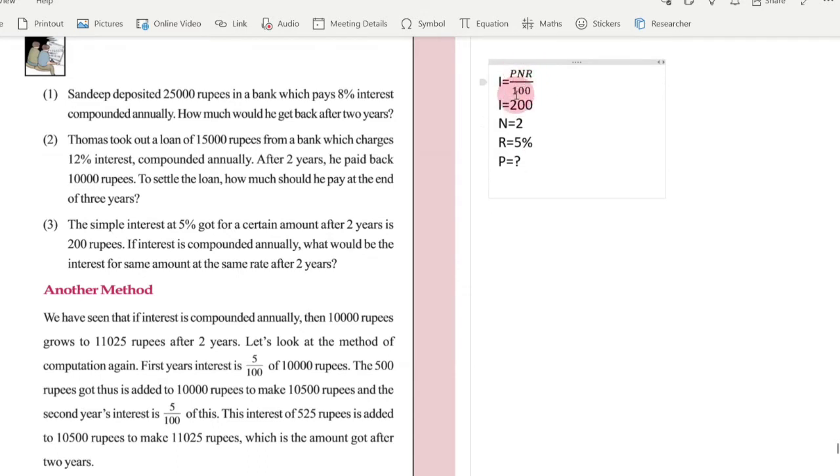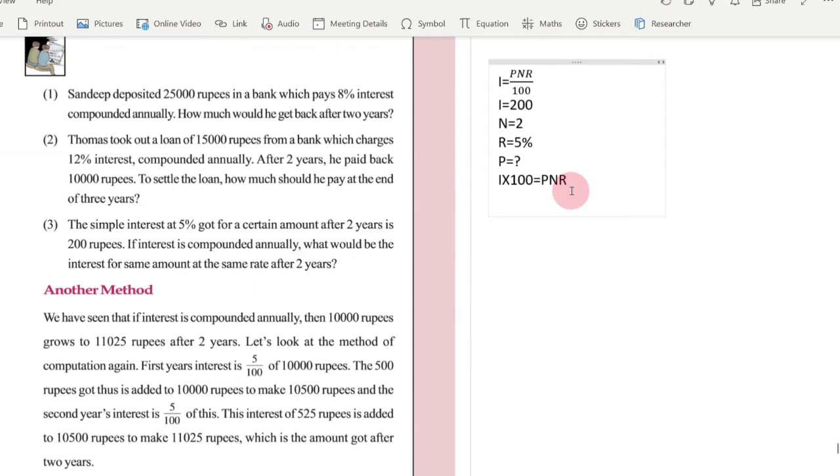Here this by 100 is going to the other side, it becomes into 100. So I into 100 is equal to PNR. Then keep P on this side and move the other two things, N and R, to the other side of the equation. Then we have P.